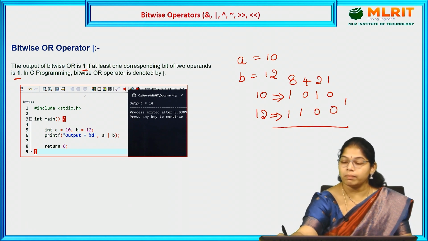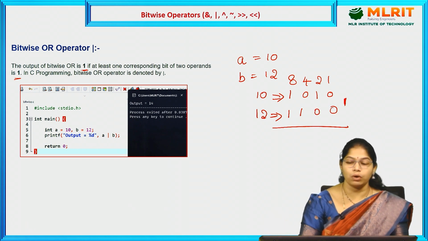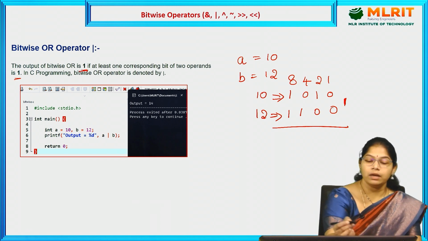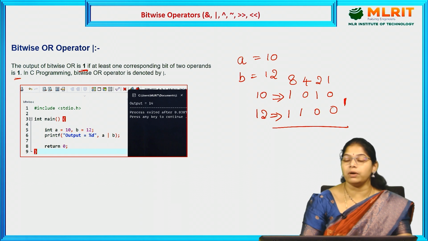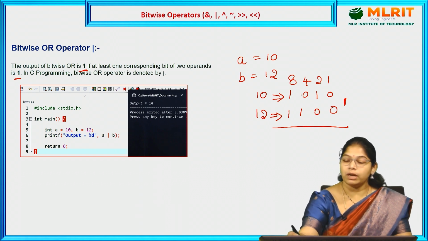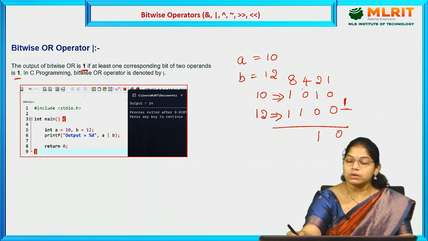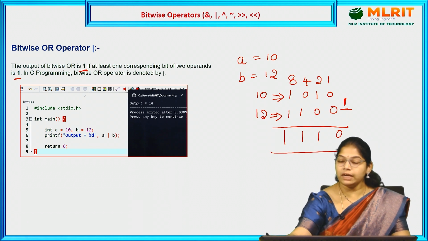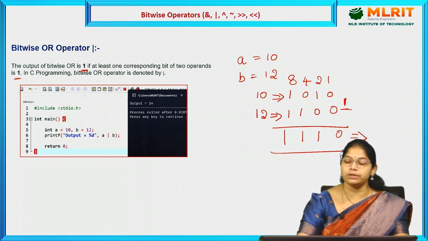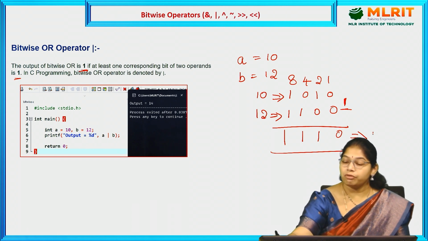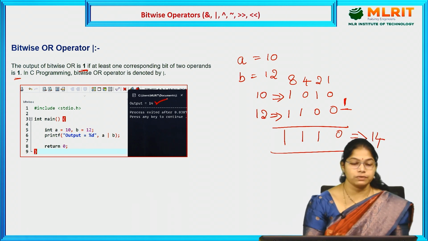If we perform bitwise OR between these two operands, it will give 1 if at least one corresponding bit is 1. 0 0 is 0. Here we have 1 0, so the result is 1. Why? Because we are using a bitwise OR. 0 1, the result is 1. 1 1 is 1. If we convert this binary into decimal, it is 14. So here we got the value as 14.